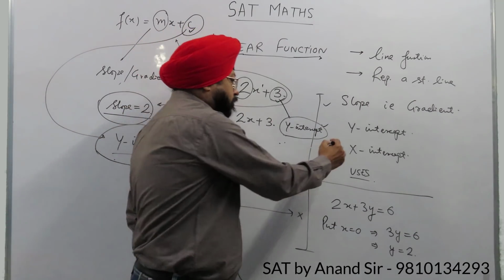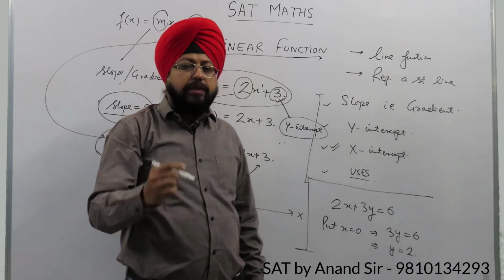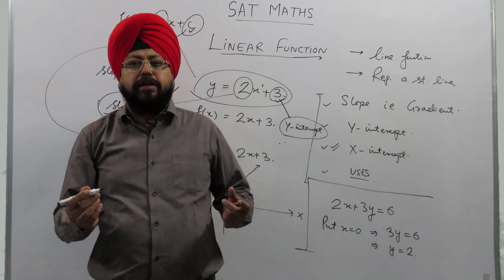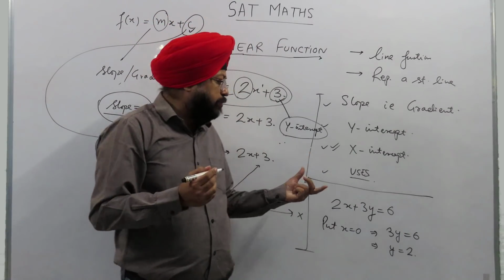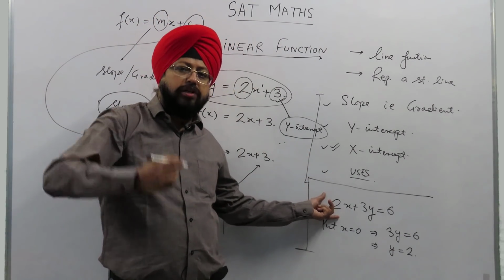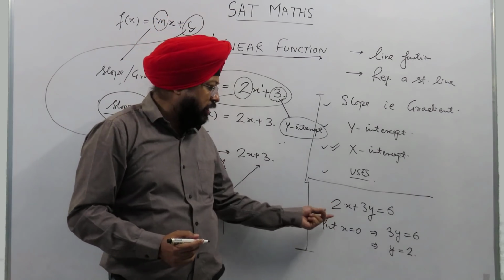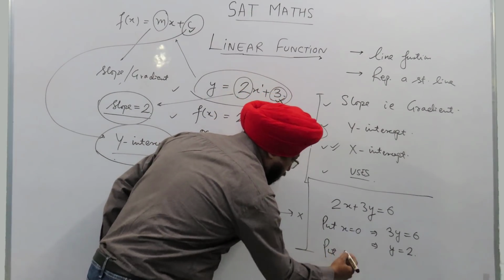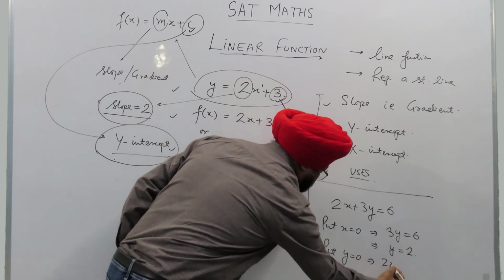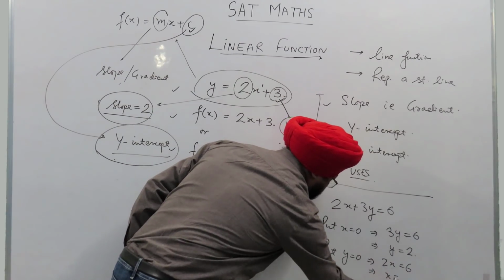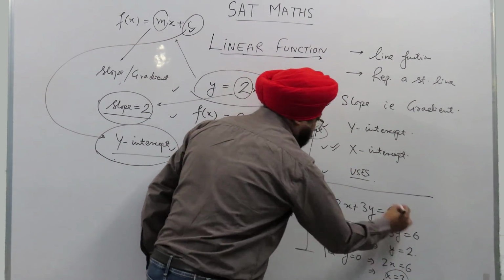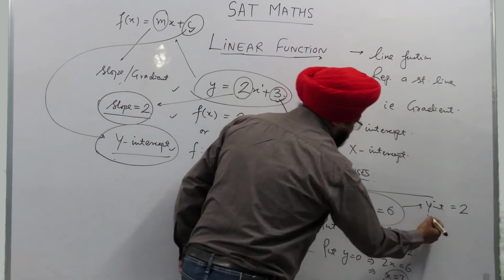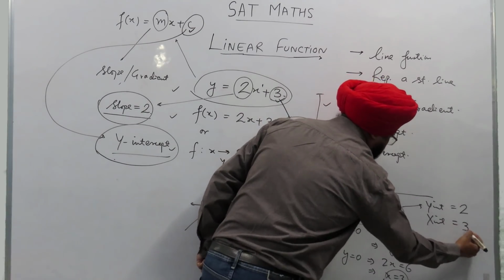Similarly, x-intercept means the point where the line intersects the x-axis. And we know that on the x-axis, y is 0. So just plug in the value of y as 0 in this equation and you can get the x-intercept. When I put y equals 0, I get 2x equals 6, or simply x equals 3. So in this equation, the y-intercept is 2 and the x-intercept is 3.